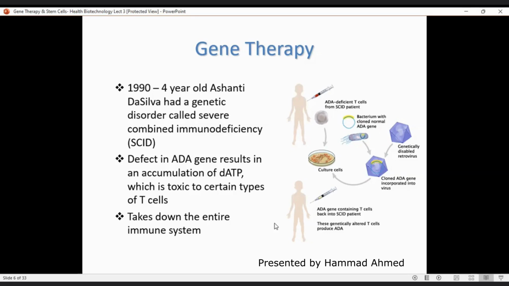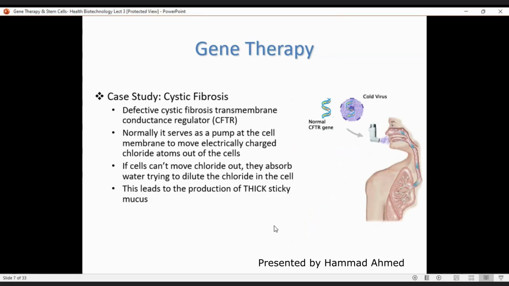Similarly, another example is cystic fibrosis. That is an example of in vivo gene therapy. Cystic fibrosis is a lung disease. In this, the patient has a deficiency of chloride ions in their tissue cells. There is a regulatory factor, called the cystic fibrosis transmembrane conductance regulator, that is involved in the transfer of chloride ions.